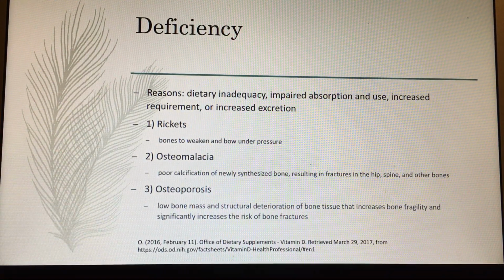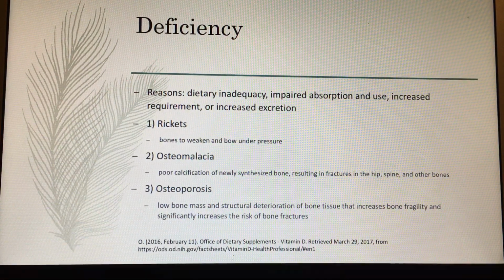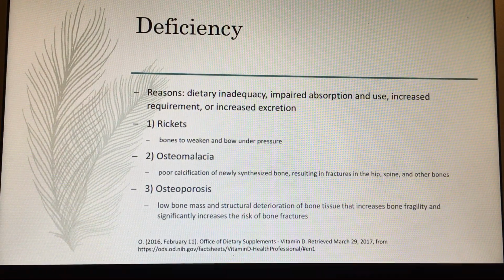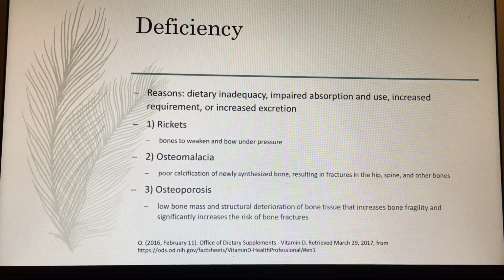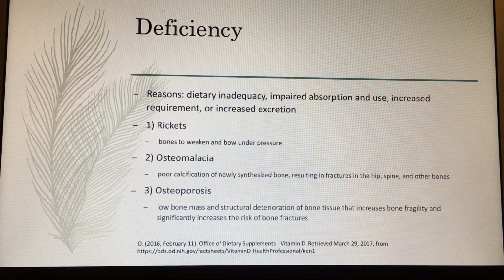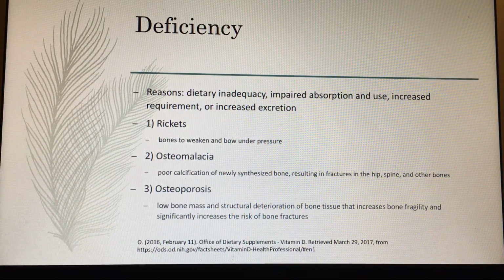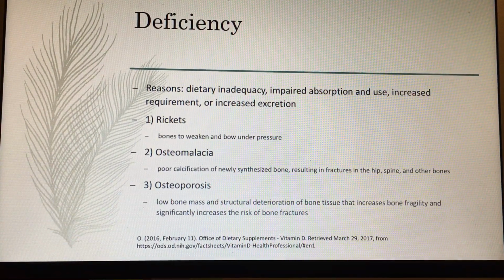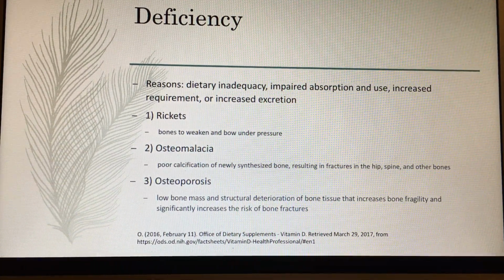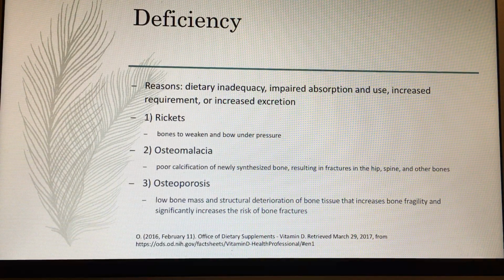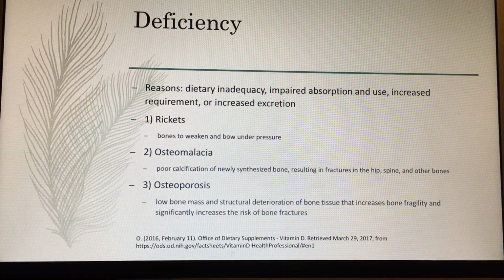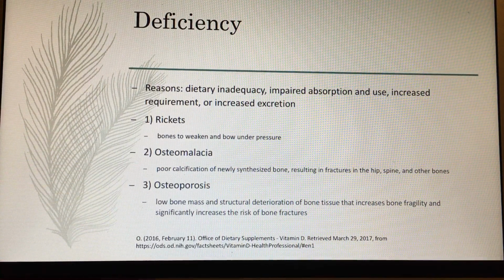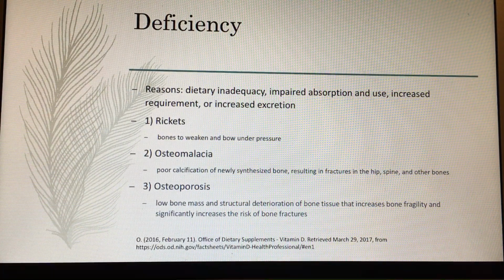The third one is osteoporosis. More than 40 million adults in the United States have or are at risk, and since both my mom and grandma have had osteoporosis for a while, I'm quite interested to know more about it. It's characterized by low bone mass and structural deterioration of bone tissue that increases bone fragility and significantly increases the risk of bone fractures. Osteoporosis is most often associated with inadequate calcium intake, but insufficient vitamin D contributes to osteoporosis by reducing calcium absorption. It is a long-term effect of calcium and vitamin D insufficiency combined.